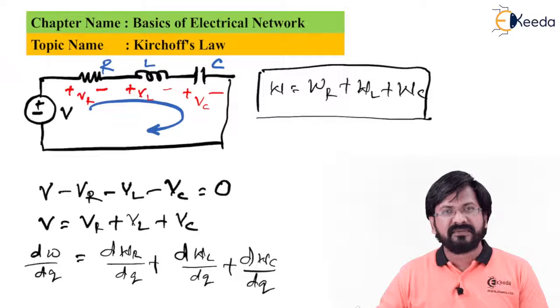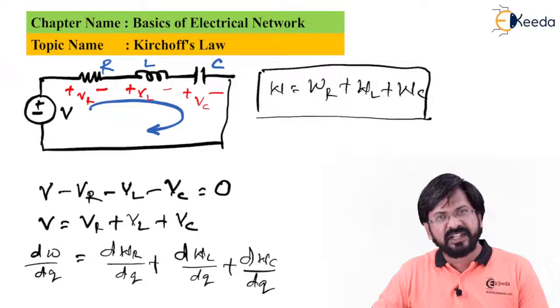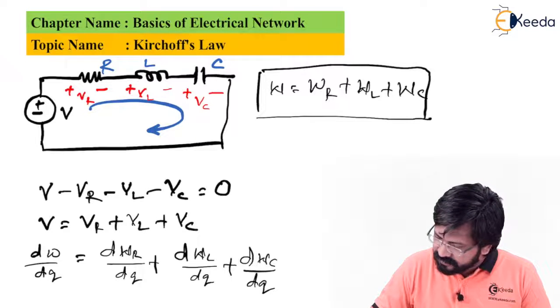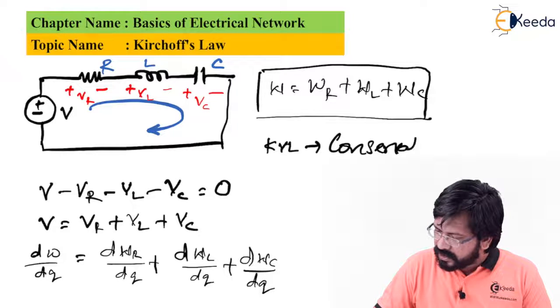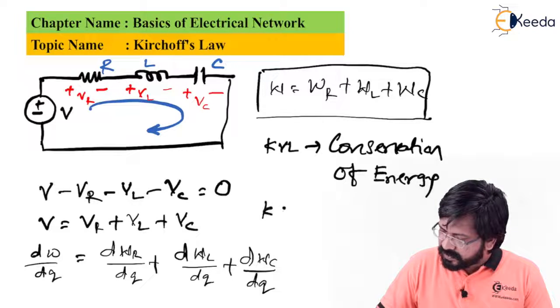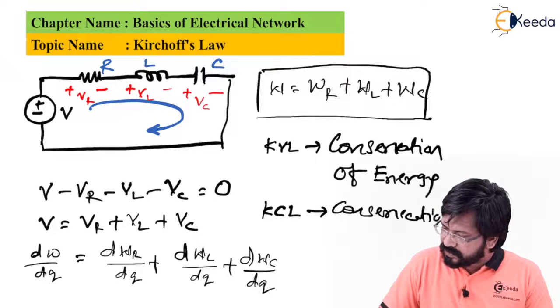We know that to have work done, we require energy. Therefore, the total energy would be energy in resistor plus energy in inductor plus energy in capacitor. So, from KVL, we can conclude that KVL expresses conservation of energy. Whereas, as we have seen in the previous slide, KCL expresses conservation of charges.